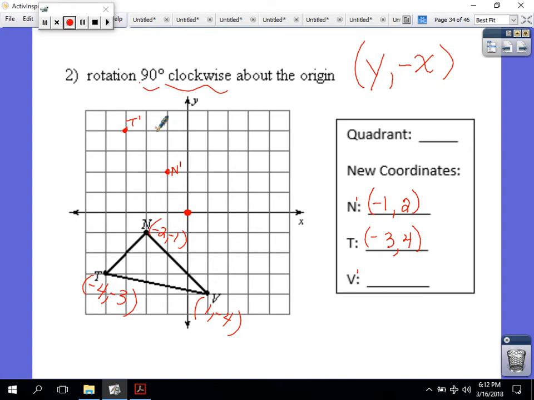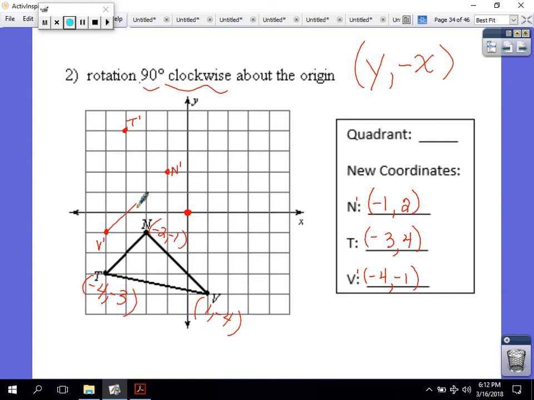And the last one, for point V, we are going to take the -4, move it to the front. So -4, comma, and then the +1 moves to the second position, becomes its opposite, -1. So the new location is -4, -1. So left 4, 1, 2, 3, 4, and down 1. And that's V prime.